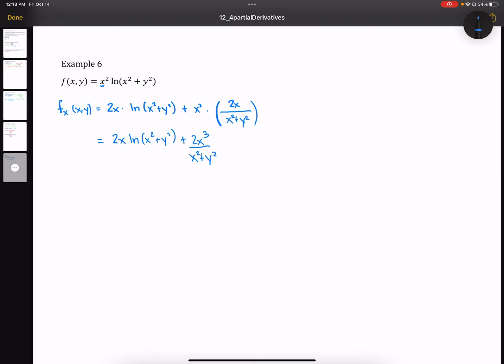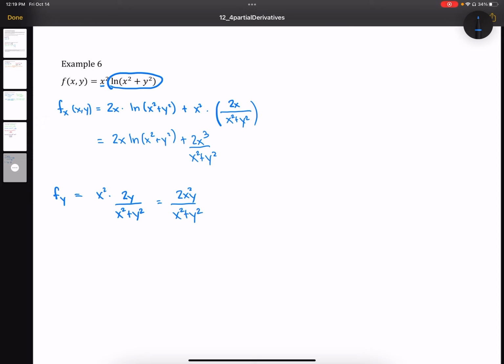And so then our partial derivative with respect to y. So now notice for the y term, only the logarithm contains a y. So the x squared is a constant. So it's going to be x squared times the derivative of ln of x squared plus y squared with respect to y. So the derivative of y squared is going to be 2y, and we divide by x squared plus y squared, which if we simplify, we get 2x squared y divided by x squared plus y squared.